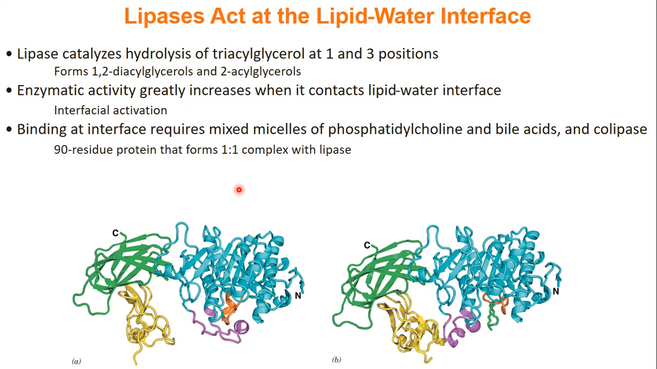Now, to work at the interface, you need mixed micelles of phosphatidylcholine and bile acids, and another enzyme called colipase. This is a 90 residue protein, and it forms a 1-to-1 complex with lipase. So these two will interact together and work together to digest lipids.